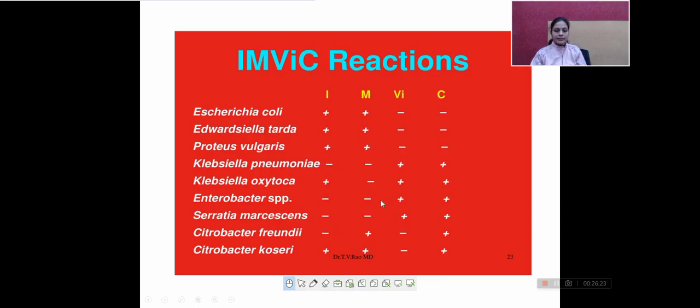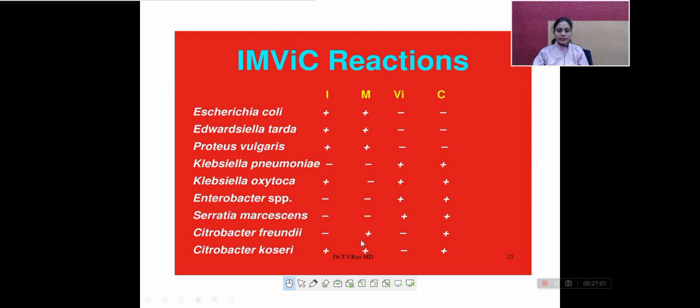Citrobacter, from the name it is clear, Citrobacter means they have citrate, right? So the citrate test is positive, and it is different from all of these. In Citrobacter, the indole test, methyl red test and citrate test, these three are positive and the VP test is negative. Clear? So what is the application?